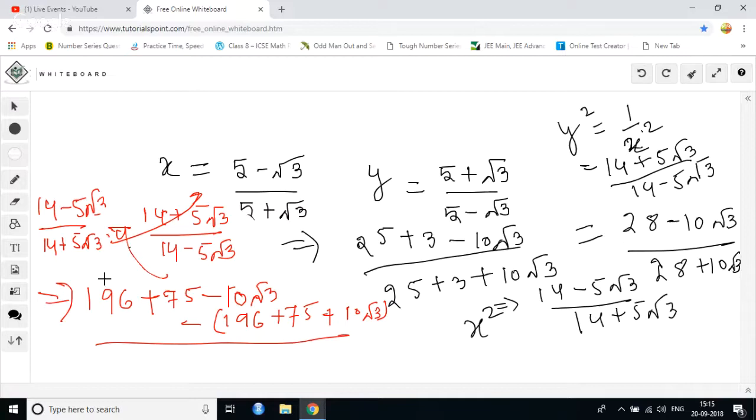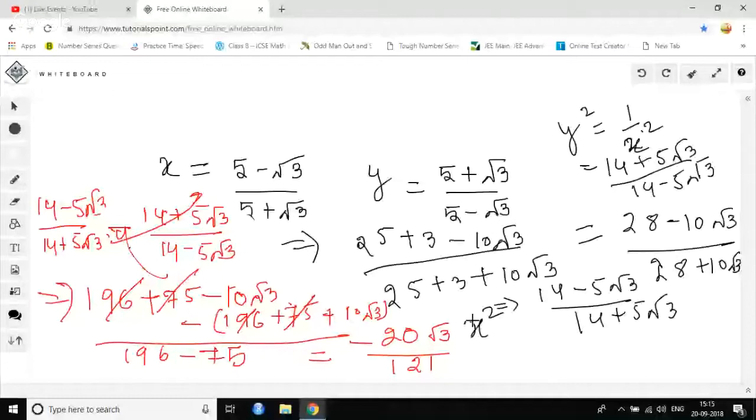divided by, this is how much? 196 minus 75. So how much would it be? See, if you open it, this 196 would be gone, 75 would be gone, and this would be minus 10 root 3, and 10 root 3 would be minus 20 root 3 divided by how much? 121. So answer would be minus 20 root 3 divided by 121.